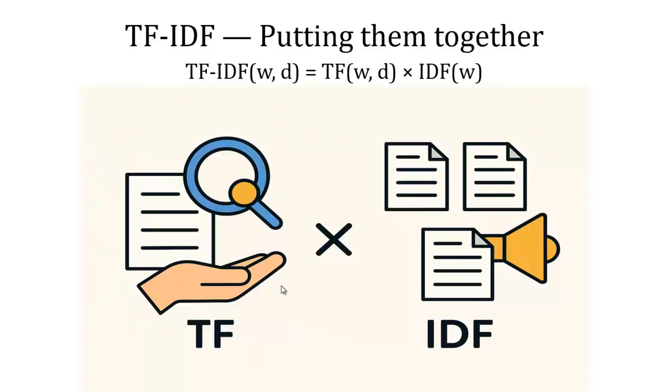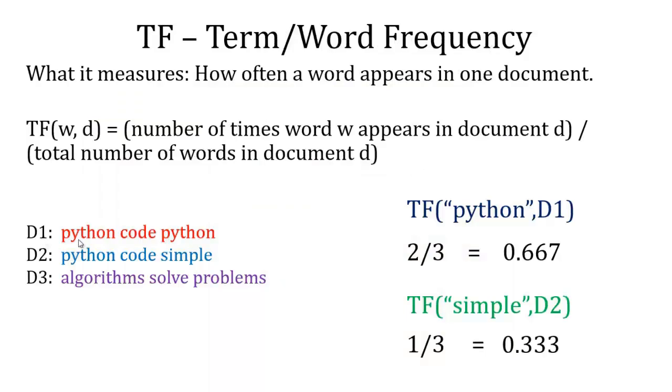So let's start with TF. Please remember, currently we are going to discuss only TF, term frequency. We also call it word frequency. So you can see we have these three documents. Document 1, Python code Python. Document 2, Python code simple. Document 3, algorithms solve problems. Now let's say we have to count TF of the word Python in document 1. So TF of the word Python in document 1, this document.